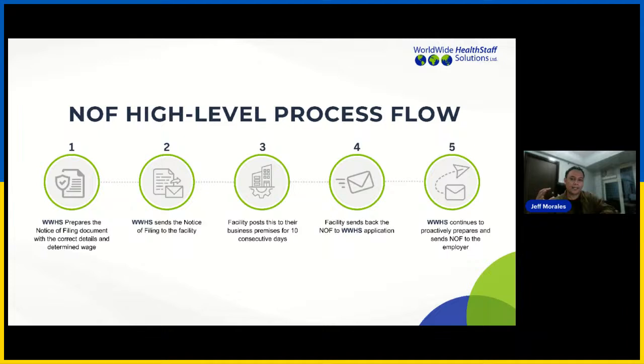Now, I've mentioned a couple of times validity and expiration date. Now, this basic information is very important for all of our candidates to understand. The PWD and NOF have different, I would say, expiration and validity, and we'll be explaining that right now. If you can move on to the next slide.